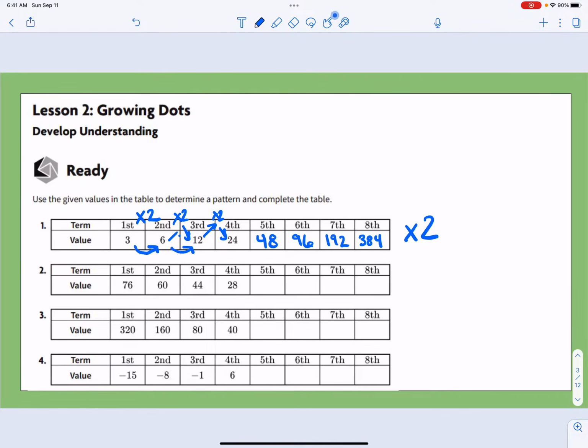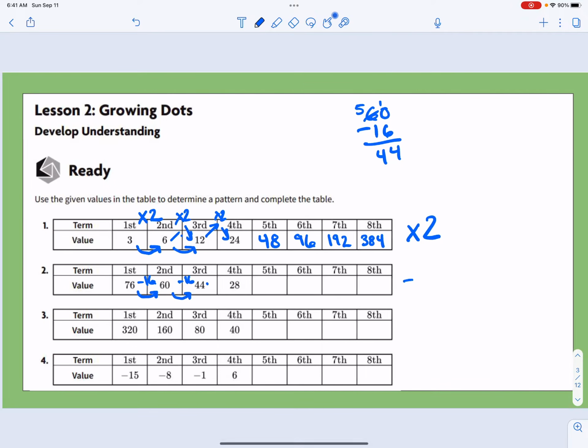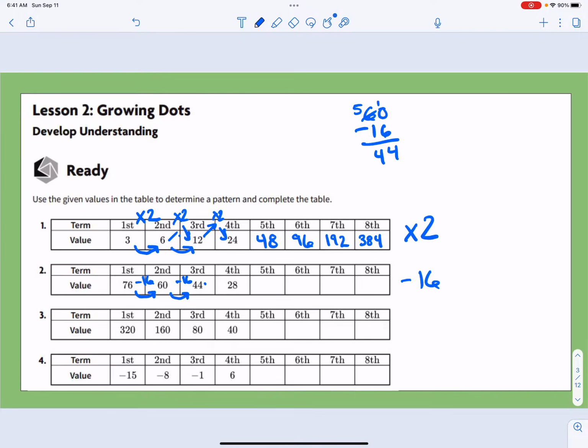Okay, we look at the next one here. Going from 76 to 60, well, I'm definitely going down. Looks like I'm decreasing by about 16. Yeah, 16 to get there. Is that same thing happening here? Well, what is 60 minus 16? That becomes a 5. 10 minus 6 is 4, and 44 matches there. So yeah, we're just subtracting by 16, and that's what's happening in that one. It's just subtraction.